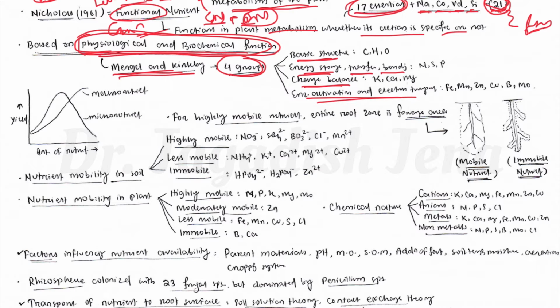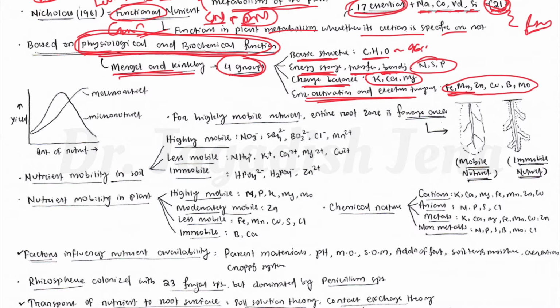So basically, the nutrients under the basic structural nutrient we have already covered, like carbon, hydrogen, oxygen, which cover 95 to 96% of the plant biomass. Then some nutrients are helpful in energy storage, transfer and bonding, like nitrogen, sulfur and phosphorus. Some help in charge balance in the plant, like potassium, calcium and magnesium. Some help in enzyme activation and electron transport, mostly micronutrients like iron, manganese, zinc, copper, boron, molybdenum. So this is how Mengel and Kirkby grouped all the essential nutrients, based on physiological and biochemical function, into four groups.